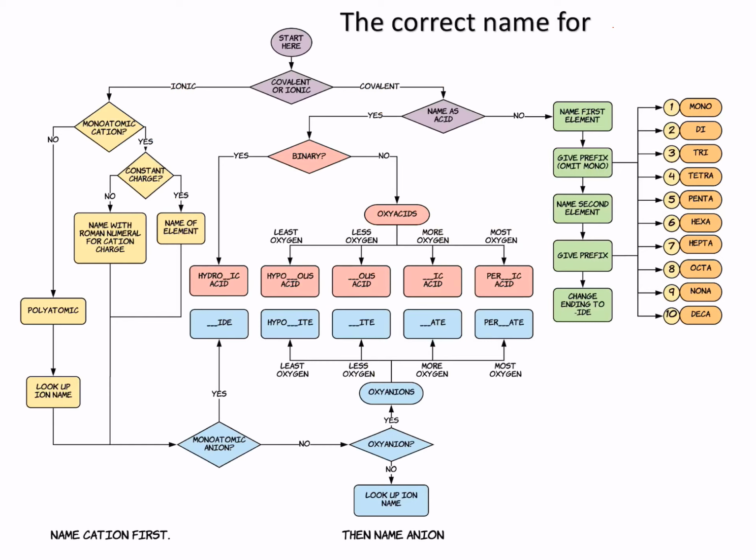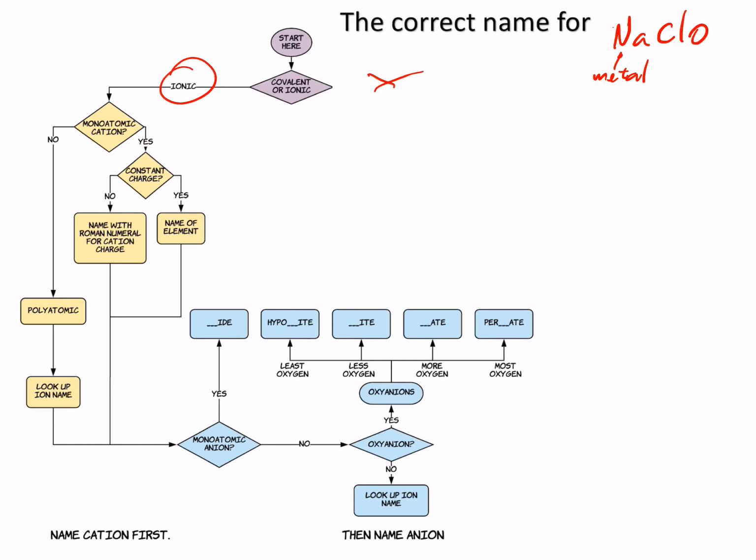Okay, let's say we want to know what the name for NaClO is. Can we identify this as a covalent or ionic compound? Well, you see a metal here, and then you have non-metals, so this is an ionic compound, not a covalent compound, so we can actually forget about all that side of this diagram. Now we have a monatomic cation. That's sodium, right? That's a yes. Is this a constant charge metal? Well, it's sodium, group 1, so the answer is yes. So we name the element, right? That's sodium.